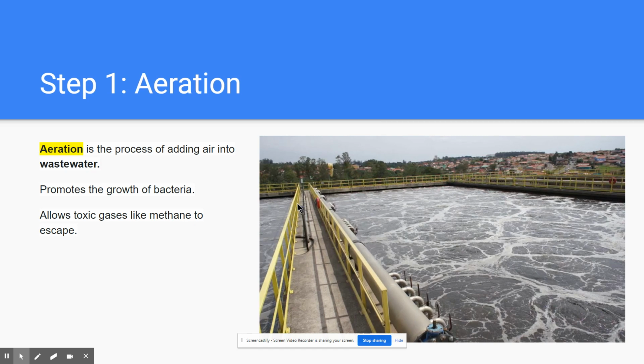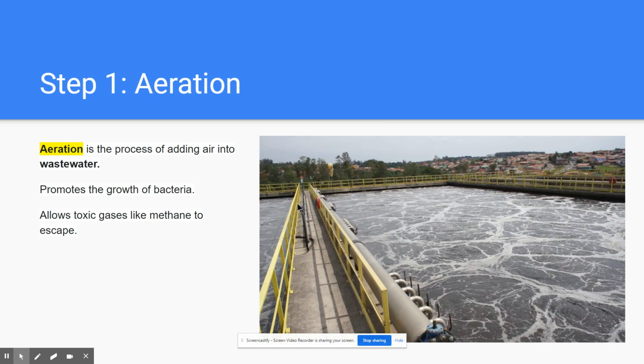So this is important because those bacteria will eat the organic material, and a lot of it is also like scraps of food, food particles that have been thrown away. And a lot of those bacteria will eat that essentially. So they're trying to promote the growth of bacteria.